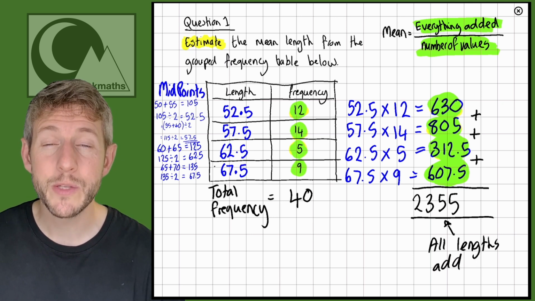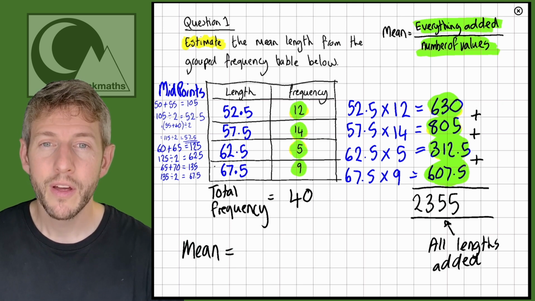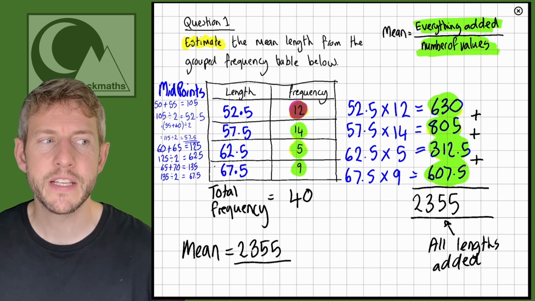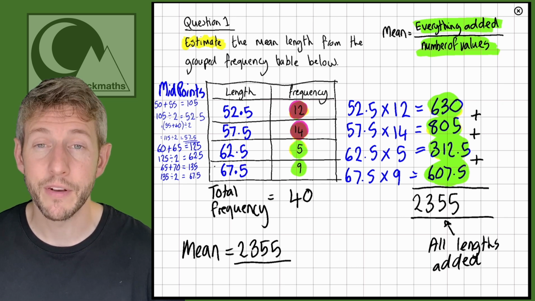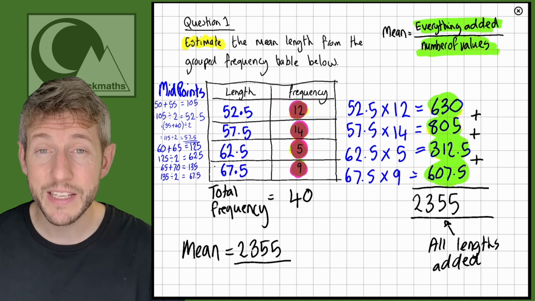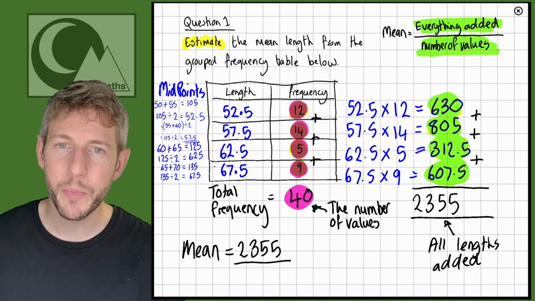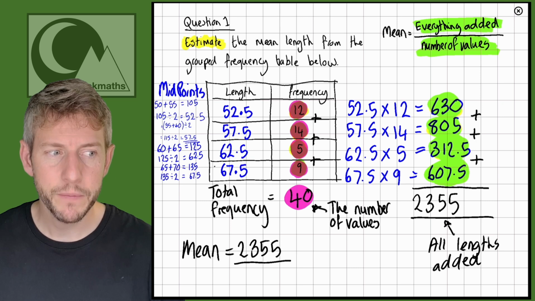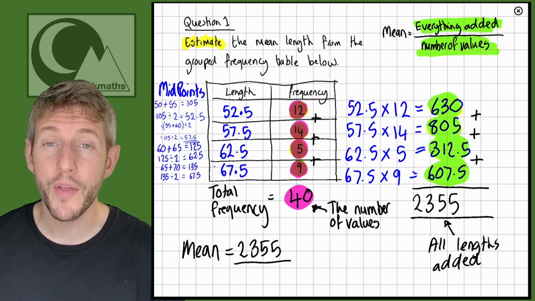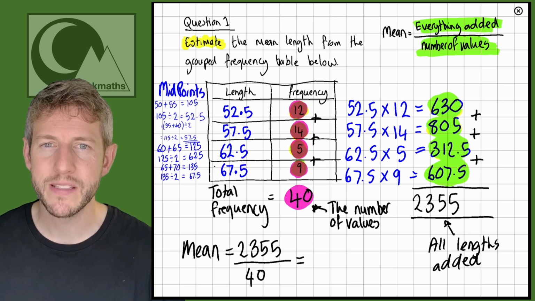Now what we need to do is divide it by the number of things that we've added. So the number of things that we've added is 12 lots of 52, 14 lots of 57, 5 lots of 62, and 9 lots of 67. So we've added 40 things together. So my mean is going to be everything added together, which is the 2,355, divided by the number of things, which is actually 40. We've added together 40 pieces of data.